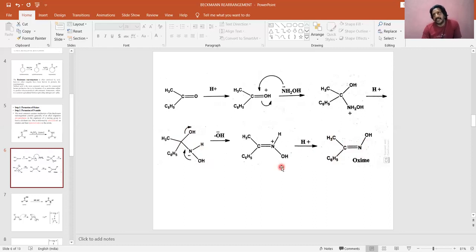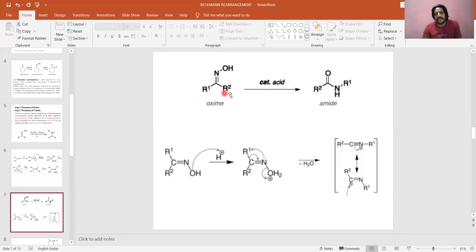So what is the second step? The second step involves the conversion of oxime to amide in the presence of acid. So in order to simplify the reaction, instead of CH3, I will be using R1, and C6H5 I will be using R2. Okay, let us look over here.